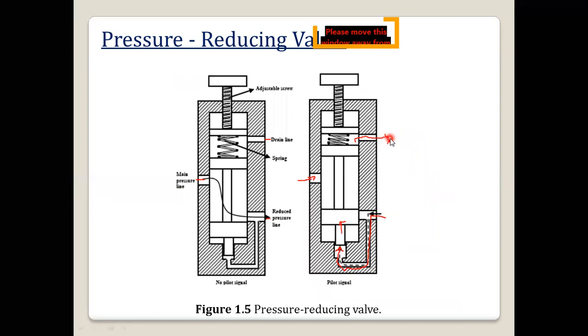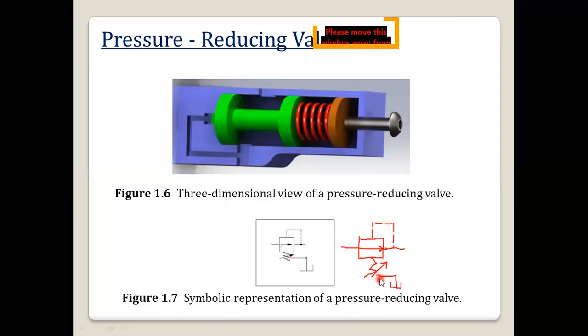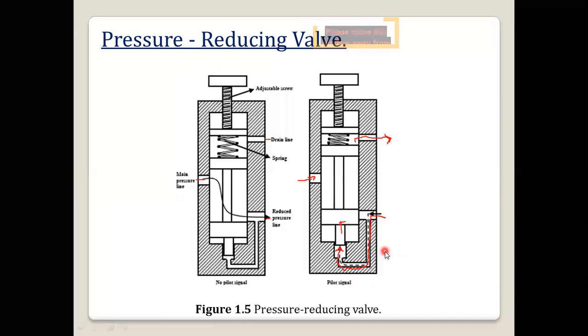Drain is here. Okay, so that's why I'm drawing the drain tank here. And where is the pilot pressure coming from? It is coming from the outlet, the outlet of the pressure reducing valve. Where is the pilot pressure applied from? The outlet of the pressure reducing valve. What does it do when it comes here? It is pushing this spool.